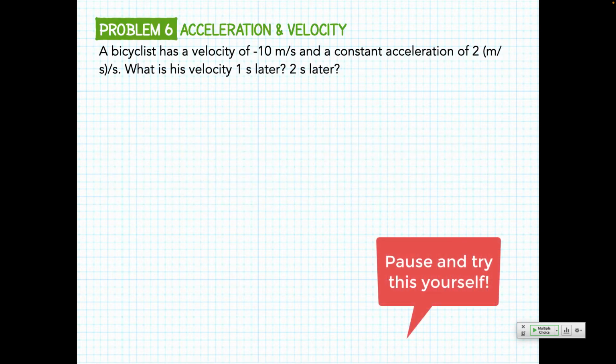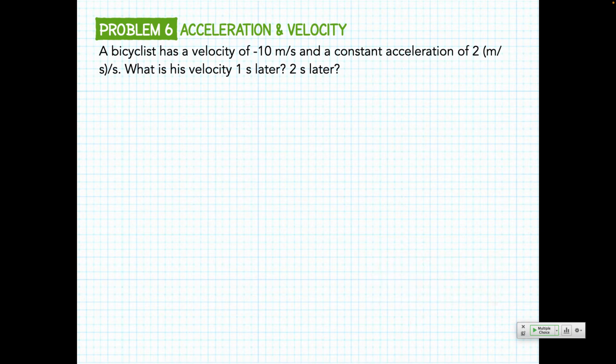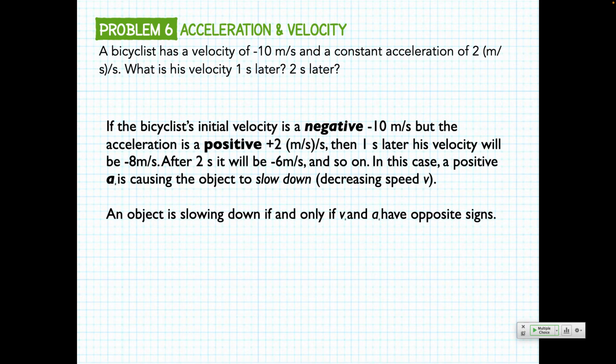All right, then I want you guys to try this one out. Let's say you're going negative 10 meters per second, and you have the same constant acceleration of 2 meters per second squared, but it's positive. What's your velocity 1 second later? -8. How about 2 seconds later? -6. Because we now have an initial negative velocity and a positive acceleration, what does this mean? What would you call this in regular life? It's slowing down, or deceleration.